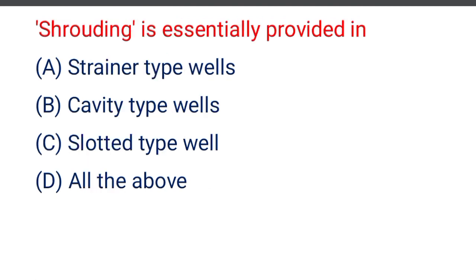Next question, strainer is essentially provided in option A strainer tube wells, option B cavity type wells, option C slotted type wells, option D all the above. The correct answer is option C slotted type well.